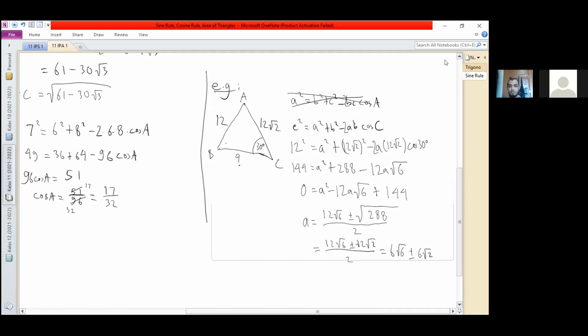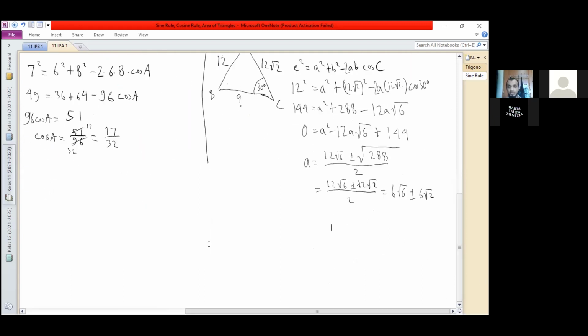Yeah, that's it for sine rule and cosine rule. Any question? Mungkin belum ada, Mister. Okay, let's continue then. The next one is finding area of any triangle.